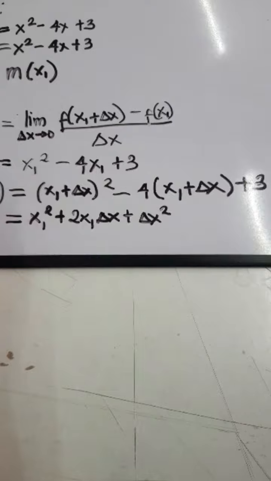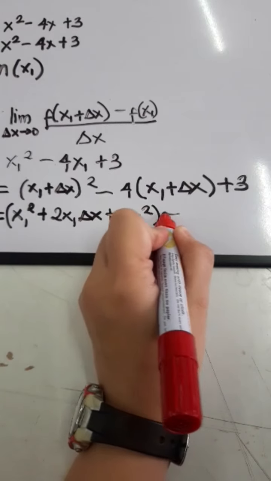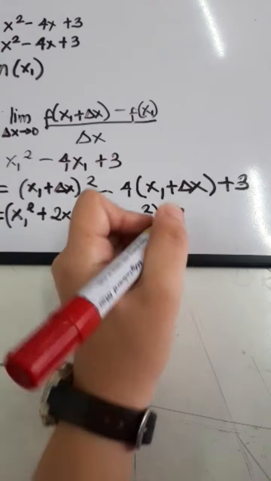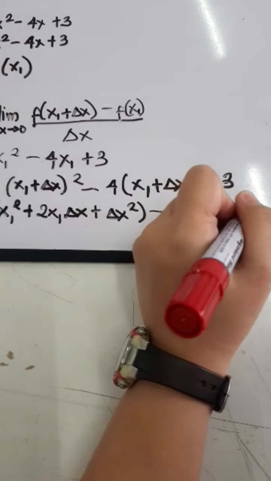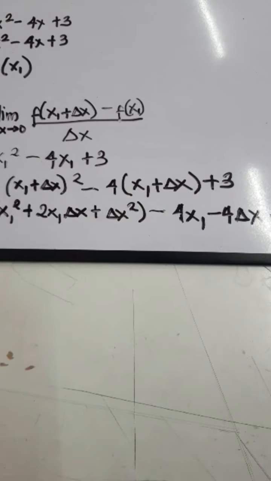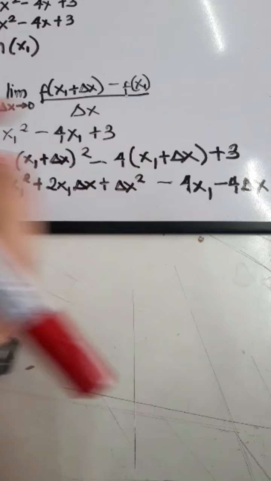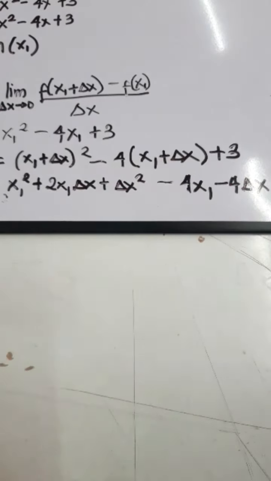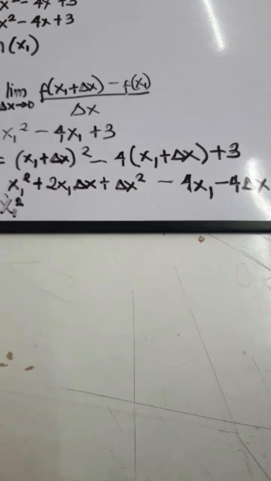So, next. We will just open and close parentheses so that we will not be confused. Minus, so we are going to distribute negative 4 to x sub 1 plus delta x. So we have negative 4 x sub 1 minus 4 delta x plus 3. So, we can now simplify. So, x sub 1 squared, if we omit the parentheses, is there a like term here that we can subtract or add to simplify? None. So, x sub 1 squared.